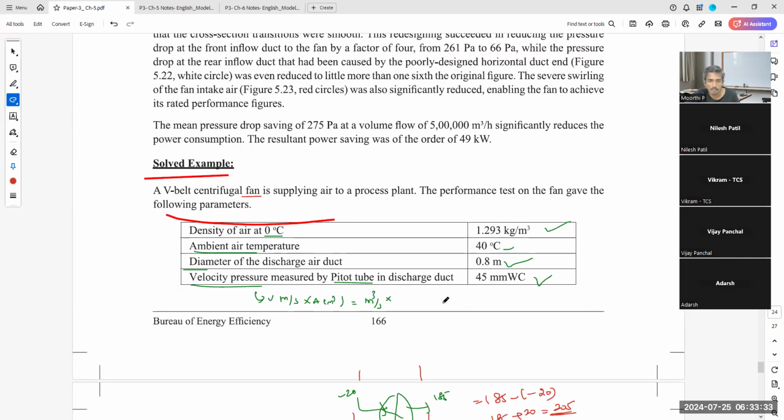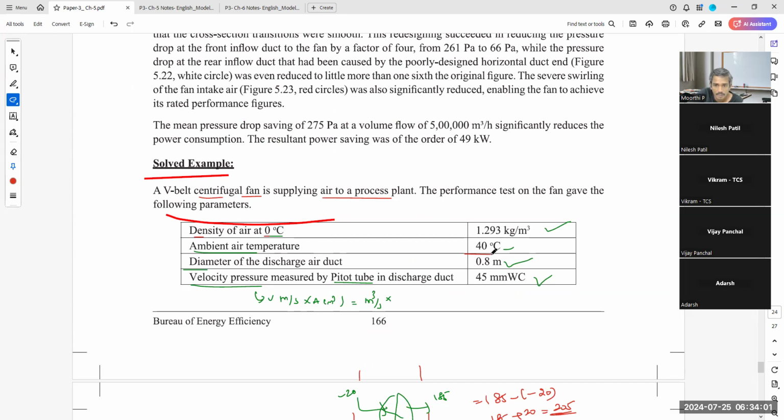Okay, one more very important calculation. You have to do this. We built a centrifugal fan supplying air to a process plant. In the performance test of the fan, the following parameters were taken. Density of air at 0 degrees Celsius. Can you remember? They have given the temperature, a different temperature. What do you have to do?